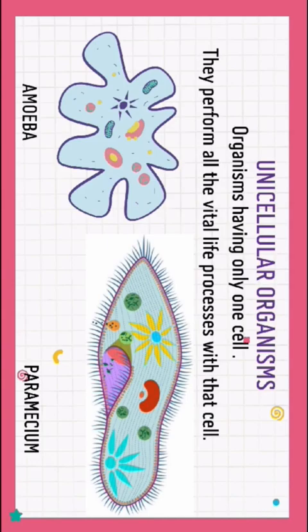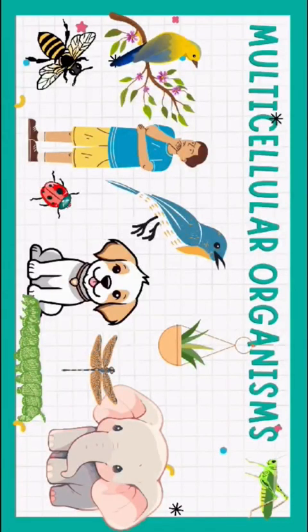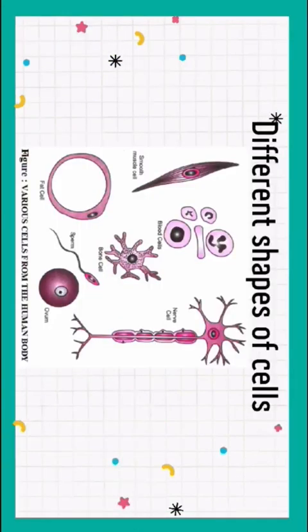Now, let us proceed towards the multicellular organisms. These are the organisms which have multiple cells in their bodies and they perform various activities through these specialized cells. These cells are of different shapes and sizes. Different shapes include the smooth muscle cells which are spindle shaped, the blood cells which are round and concave, the nerve cells which are elongated. The bone cells, the sperm cell, the ovum and the fat cells are various kinds of cells having different shapes and functions.